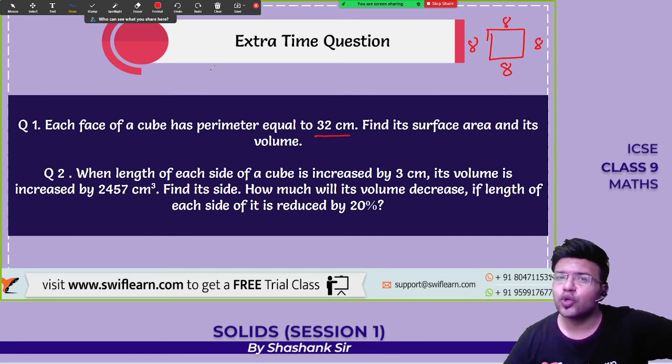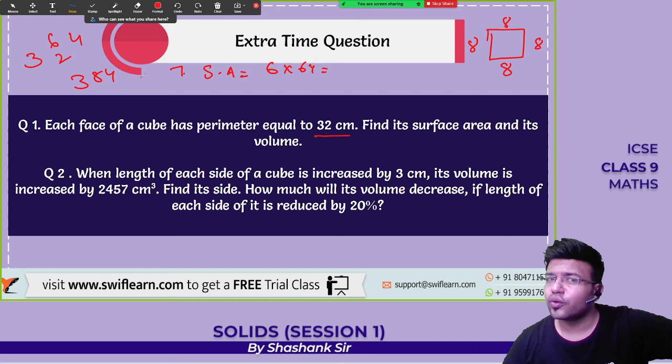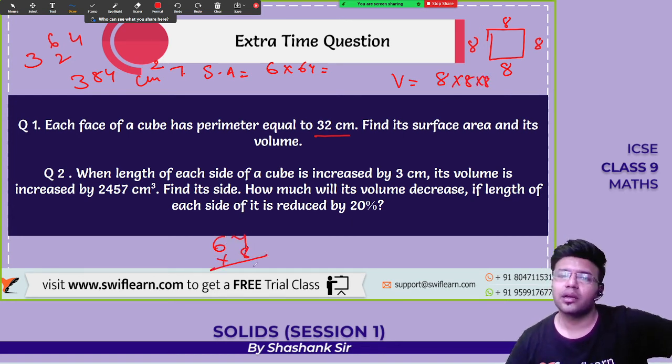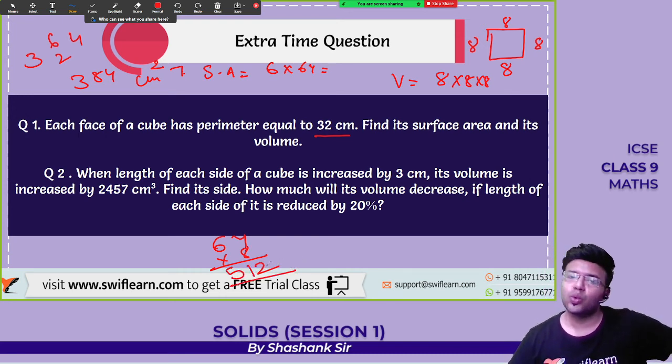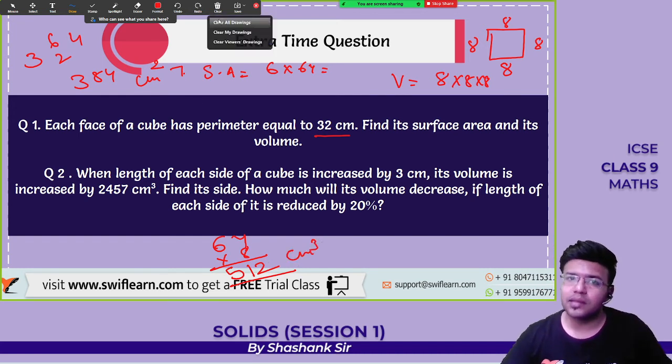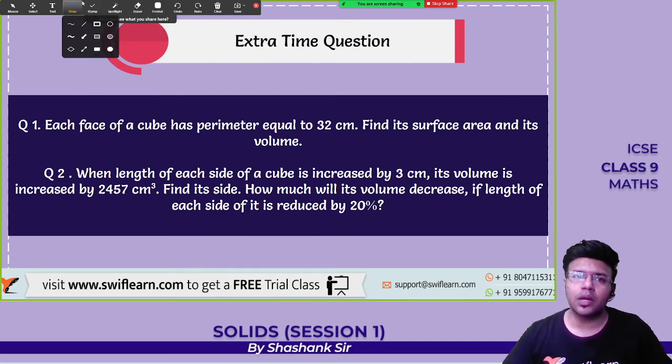Surface area of a cube is given by 6a square. 8 8s are 64. So 6 into 64 is 384 square centimeter. And volume is length into breadth into height, which is 8 into 8 into 8. 8 8s are 64, 64 into 8. 8 4s are 32. I think it is 512, because 8 cube is 512. Yes, 512 centimeter cube is the answer for the first one. What about the second one now? Read the question.